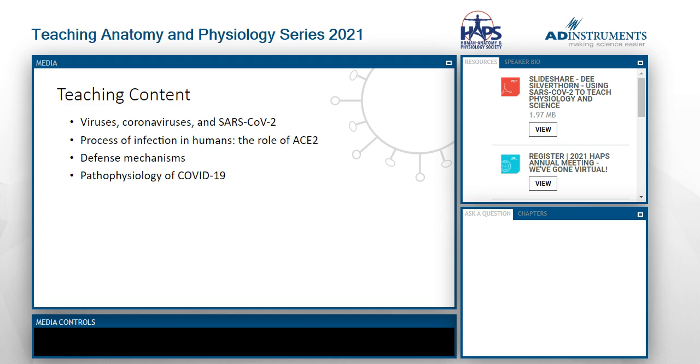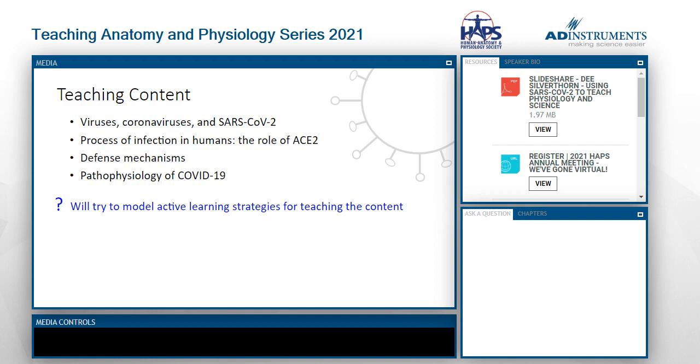And then we're going to look, and this is the focus of where I use it in my teaching, at the process of infection and the role of angiotensin converting enzyme 2, or ACE2. Then we'll look a little bit at defense mechanisms and a little bit at the pathophysiology. As we go, you'll notice that there's going to be text in blue along with a question mark, and these are questions that I might be asking my students as we're going through.